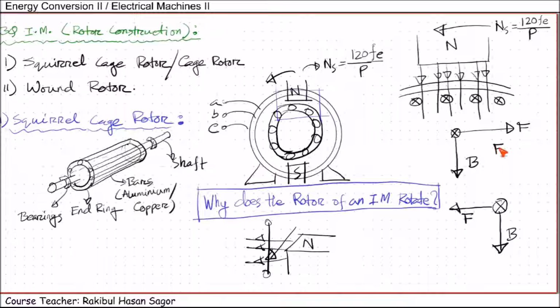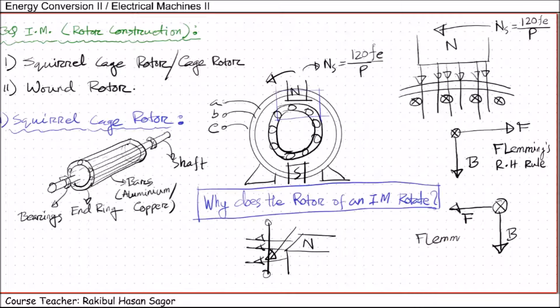Here we applied Fleming's right hand rule, and this current is caused by the rotating magnetic field. After producing this current, that current will experience another force because it is placed under the magnetic field. The direction of that force can be found by applying Fleming's left hand rule. So due to this force, this rotor bar will experience a force in this direction.